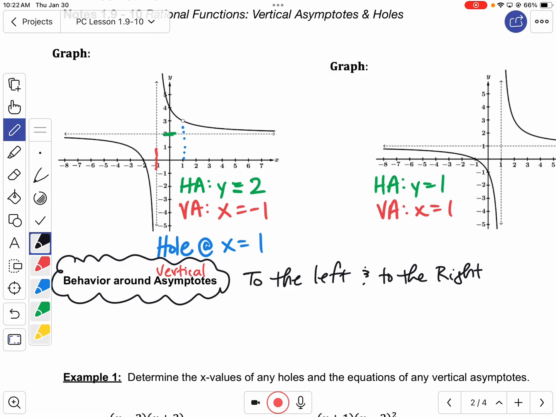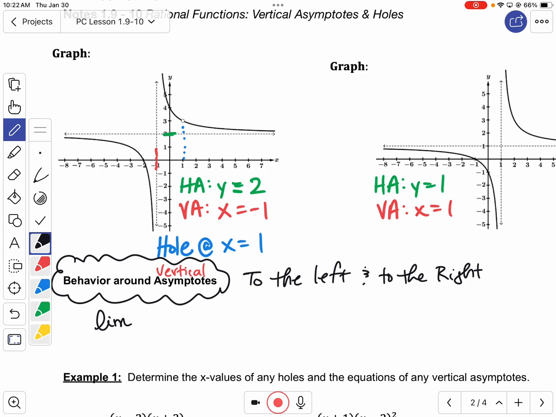The thing about vertical asymptotes is that it's either going to approach positive infinity around it or it's going to approach negative infinity, all right? So if we look at the two graphs that we have right there, around that vertical asymptote, it's either going to go down or it's going to go up, okay? So to the left and to the right of our vertical asymptote. So we're going to use limits, all right?